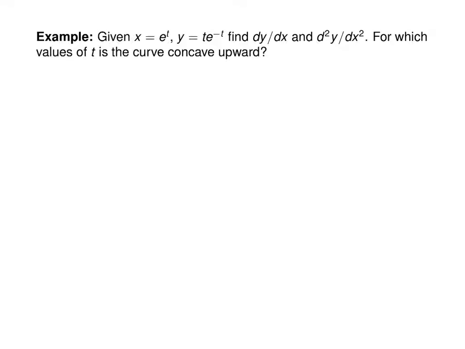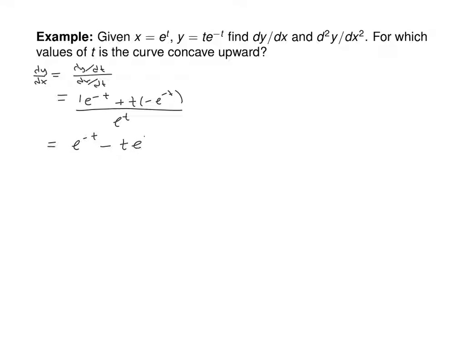So first, the first derivative, dy/dx, well, that's dy/dt over dx/dt. To find the derivative of y, you have to use both the product rule and the chain rule. So that'll be 1 times e to the negative t plus t times negative e to the negative t. The reason that's negative is because the derivative of e to the negative t is e to the negative t times negative 1. And all that over e to the t. So you have e to the negative t minus t e to the negative t over e to the t.